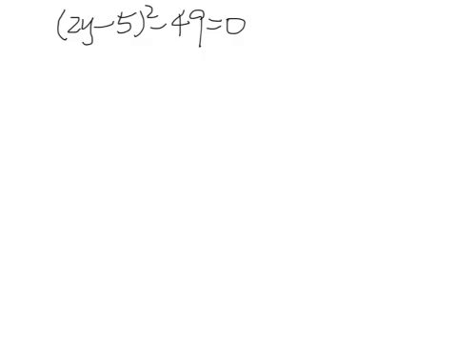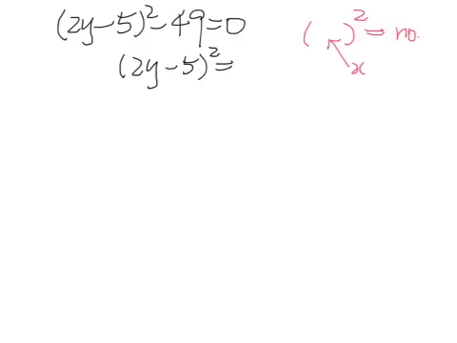Now here's another example. Again, our objective is to move things around so that we end up with something squared equals a number, and our x is inside this bracket. So how do we do this? Well, first step, obviously, we move the 49 to the other side. So we'll have (2y - 5) all squared equals 49.